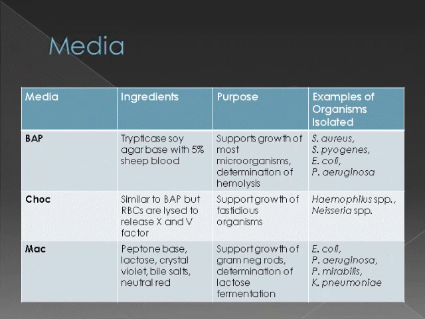MacConkey agar has a peptone base. It contains lactose, crystal violet, bile salts, and neutral red. It does only grow gram-neg rods, and it is to determine lactose fermentation. Again, we talked about how the lactose fermenters turn pink and the non-lactose fermenters are clear. Some organisms isolated include E. coli, Pseudomonas aeruginosa, Proteus mirabilis, and Klebsiella pneumoniae.